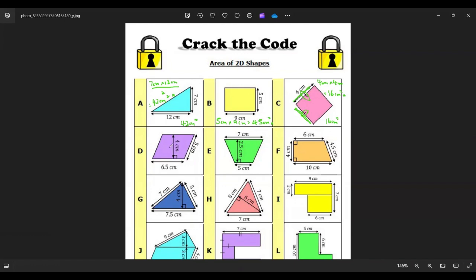So for question D, this is a rhombus. No, sorry, this is a parallelogram. So I will use the base times height. The base is this one and the height is this one. So 6.5 cm times 4 cm, I will get 26 cm squared.